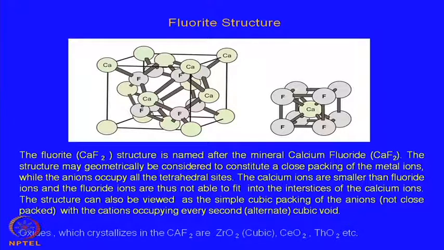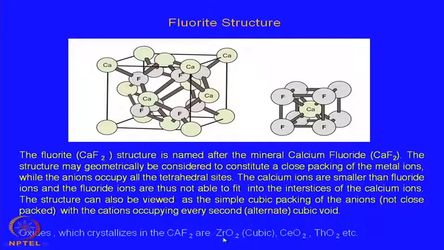crystallize in this particular fashion or arrangement are zirconium dioxide, particularly the cubic form, cerium dioxide and ThO2. You will find that the cationic to anionic ratio is always 1:2 in all these oxides, as in CaF2. So, all these have a particular structure, and they also have some common property characteristics. We will discuss that later, and you will find that these oxides, because of the structural similarity, have certain similarity in electrical properties in particular.